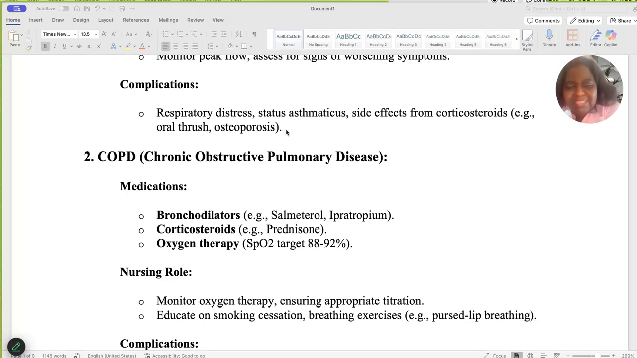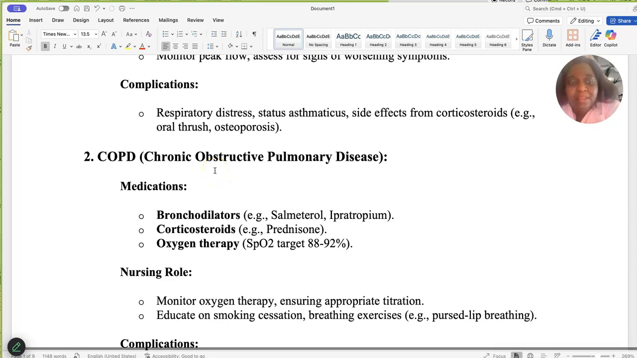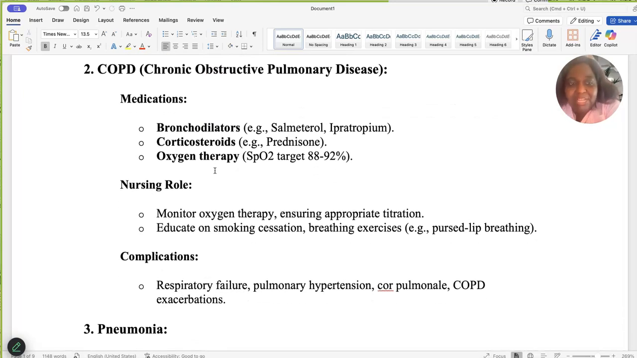Key side effects, you have to know this for any exam. With corticosteroids, oral thrush and osteoporosis are the two classic side effects, among many others, that we can encounter from corticosteroids. Oral thrush and osteoporosis. Very, very important for any exam in nursing and, of course, any national exam.